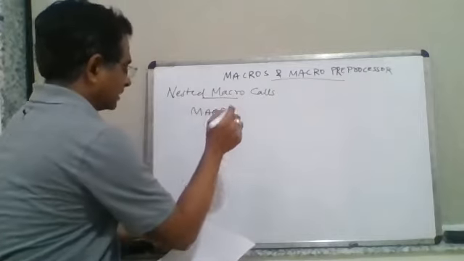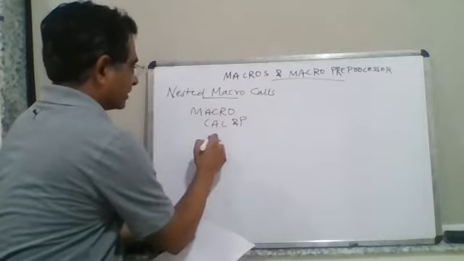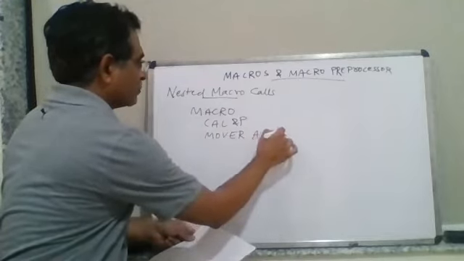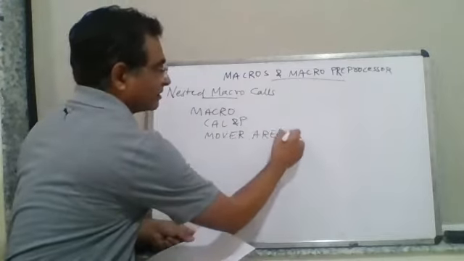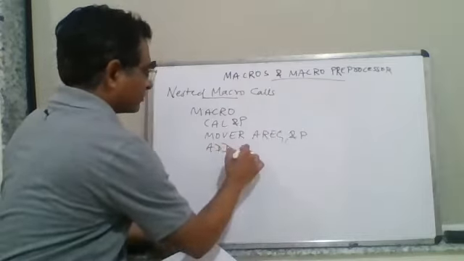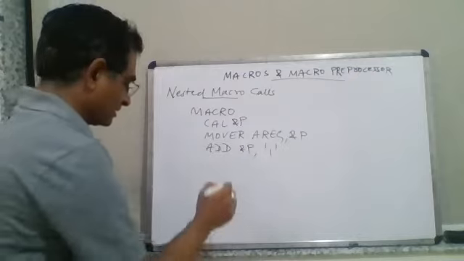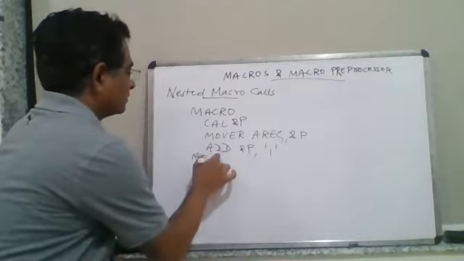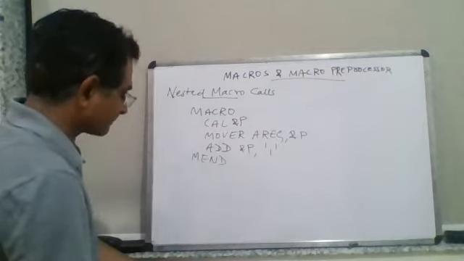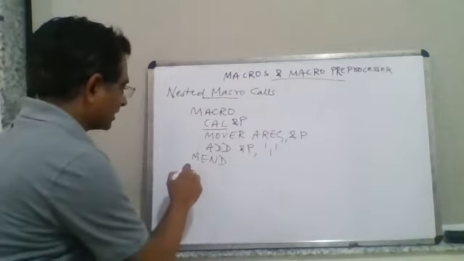So macro, then let's say I'm saying cal, and p, right? And I'm saying, let's say, move r, areg. So this move r and all these instructions we have seen in the assembler, if you can recall the assembler videos, right? And then there is some instruction like add and &p1, right? So if this is the situation, then macro end, okay, this is given to you, right? So after this, let's say this is the macro for the macro name cal.